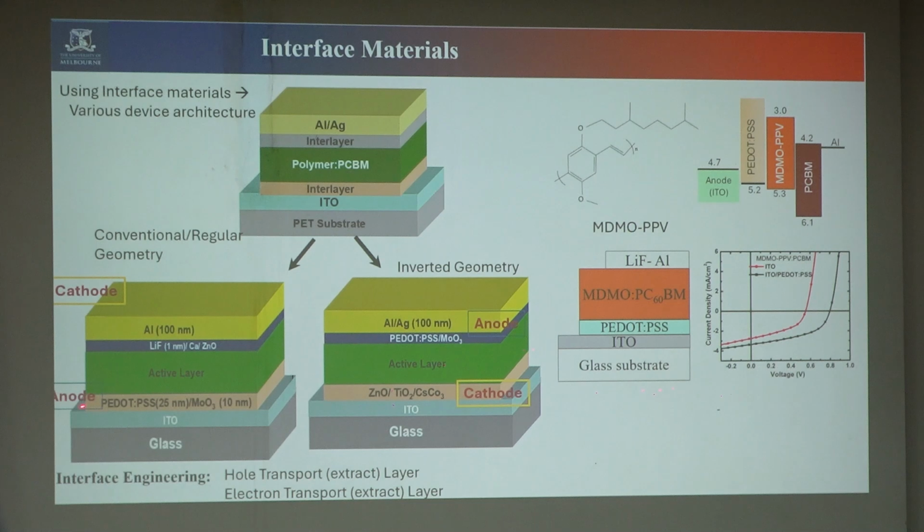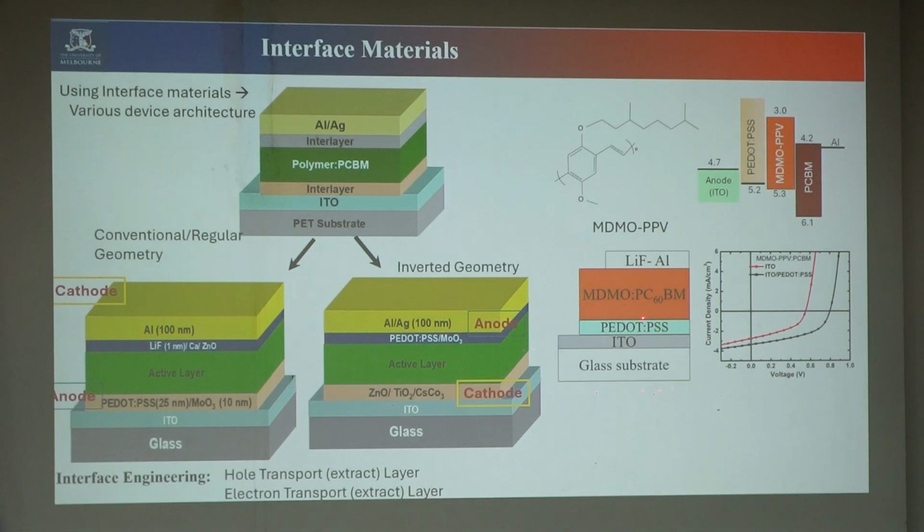Here, by just changing this brown layer, we can extract holes on this side. At the same time, with the same ITO electrode, we can extract electrons. So the interface layer is very important to decide which carrier you want to extract or inject. That's why this is a very special term, interface engineering.